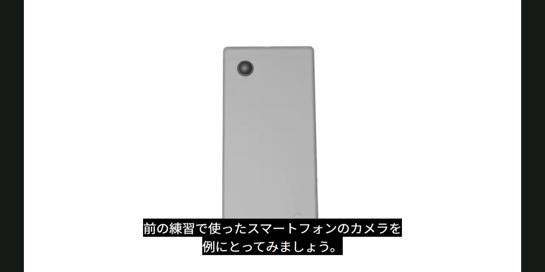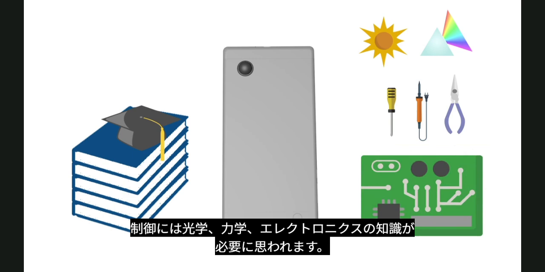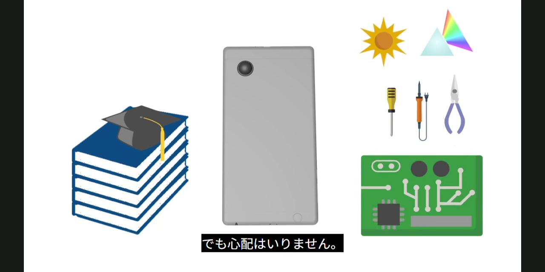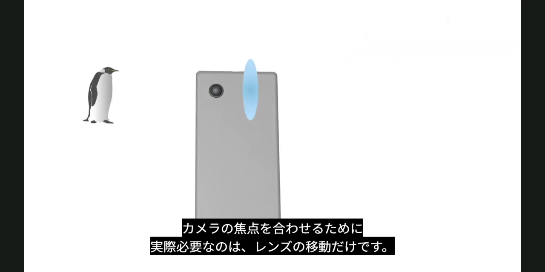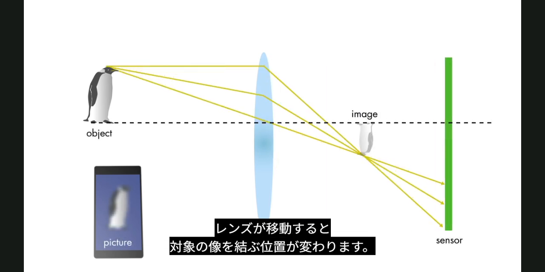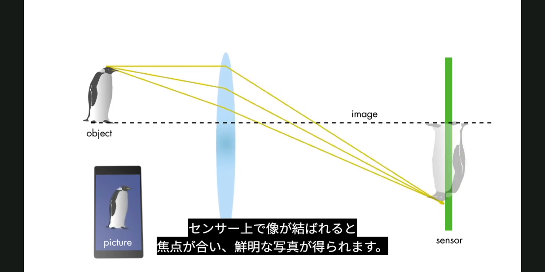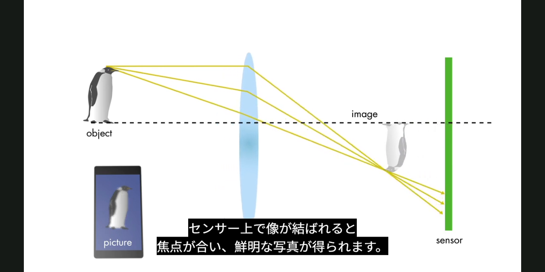Let's look at the smartphone camera we saw in the previous practice. At first glance, you may think the smartphone camera is a pretty complex system, requiring you to learn optics, mechanics, and electronics to control it. Well, don't worry, that may not be the case. To get the camera in focus, all we really need to do is move the lens. When the lens moves, it changes where the image of the object falls. If the image falls right on the sensor, it's in focus, and we can get a sharp picture.